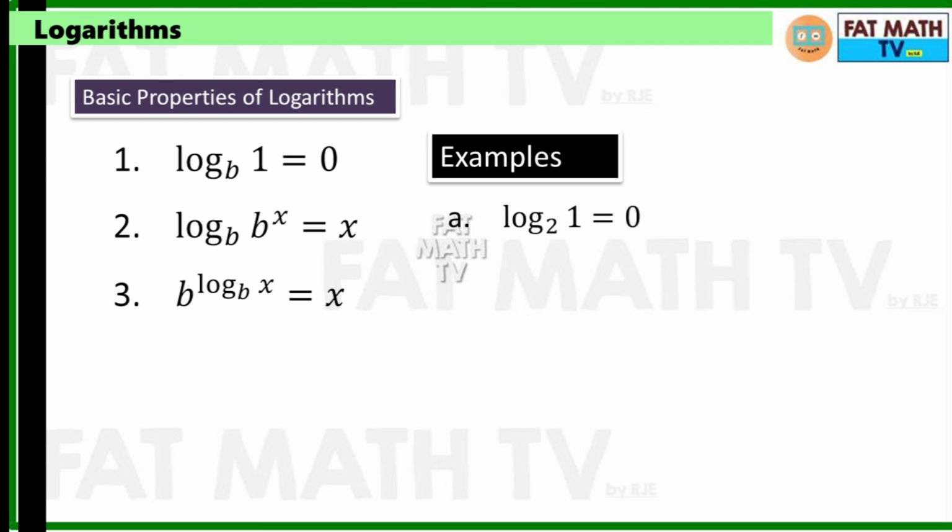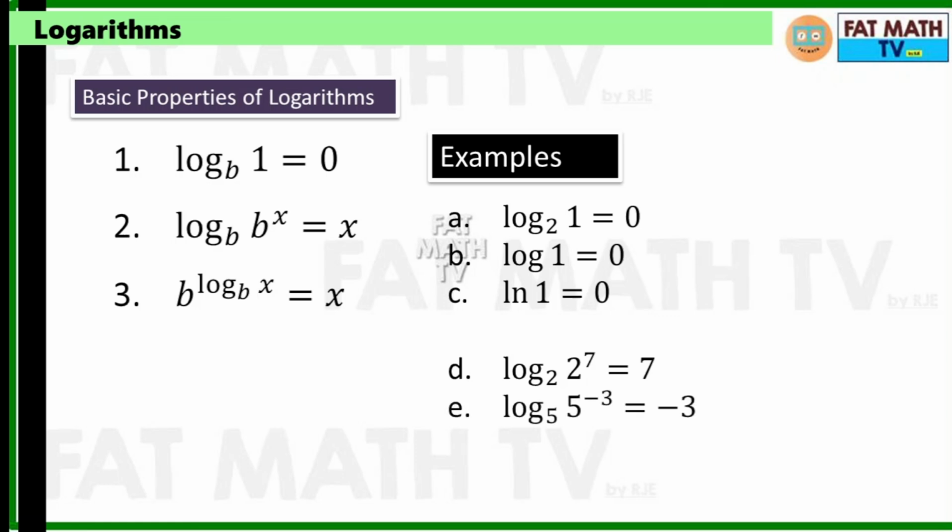Okay, for example, we have logarithm of 1 to the base 2 is 0 because logarithm of 1 is always 0. Logarithm of 1 to the base 10 is also 0, and logarithm of 1 to the base e is also 0. So logarithm of 1 is always 0. And then logarithm of 2 raised to 7 to the base 2 is 7. So whatever the exponent there will be the answer. Logarithm of 5 raised to -3 to the base 5 is -3. And ln of e raised to 1/3 is 1/3.